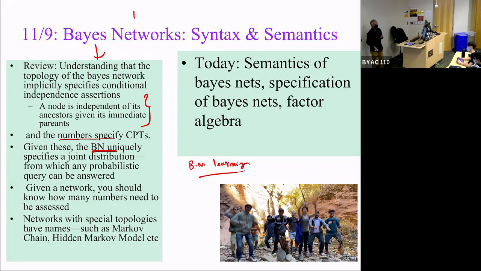Probability of A given B. First, let's say probability A and B. What is probability A and B? You consider all the rows where A and B are both true, and then add up the probabilities. Probability A given B is probability A and B divided by probability B. Do you understand what I'm saying?